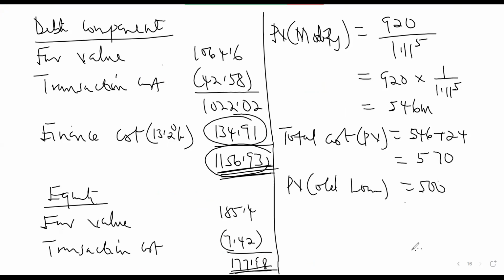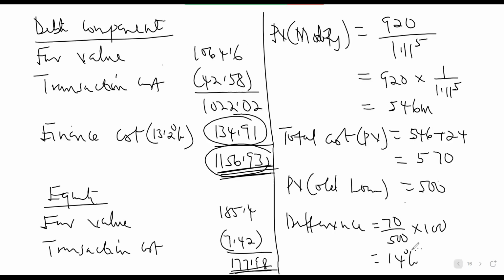What is the difference between them? 70. So what is the percentage of the difference? What is the increment? It will be the difference over the original value times 100. What are we getting? 14%. So, divided by 500 times 100, isn't it? Okay. Is the increment substantial? Yes, it's substantial.